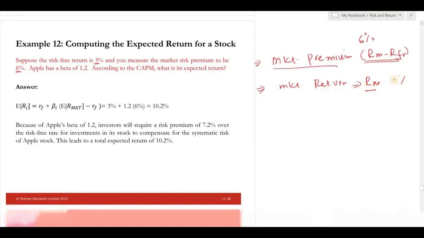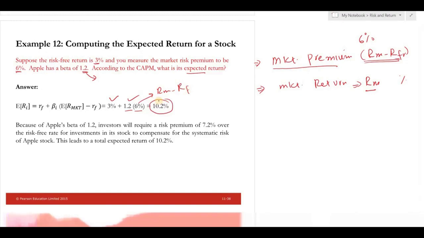Okay, and Apple has a beta of 1.2. It is 20% more risky than the market. According to the CAPM, what is its expected return? Risk-free rate is 3% and 1.2 is the beta and 6 is basically RM minus RFR. Okay, the answer would be 10.2%. So it means we should require at least 10.2% if I'm interested to invest in the stocks of that beta.